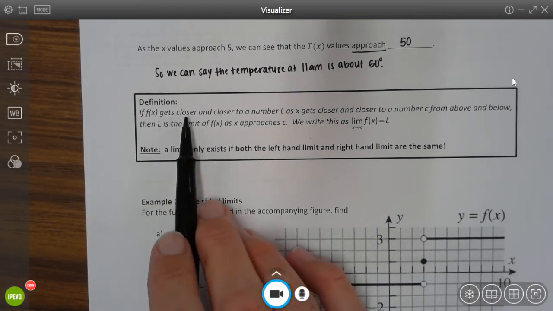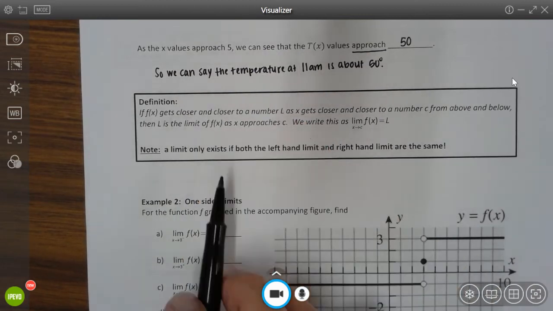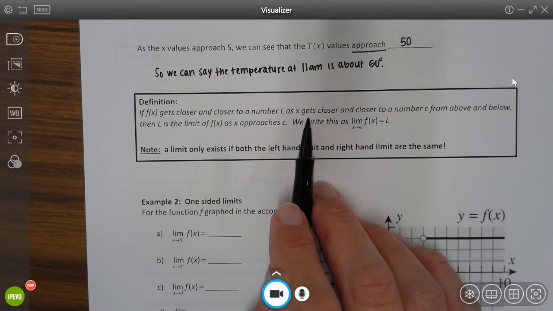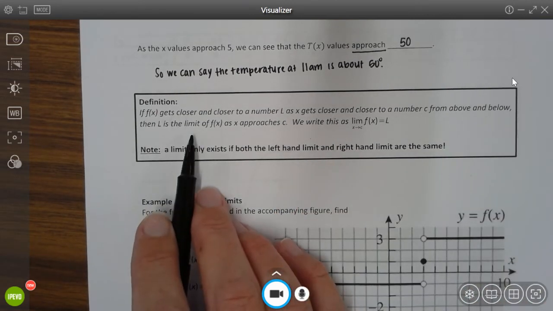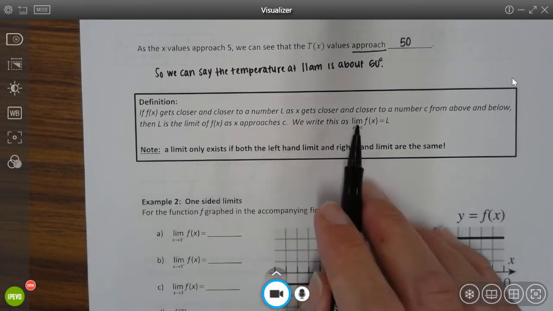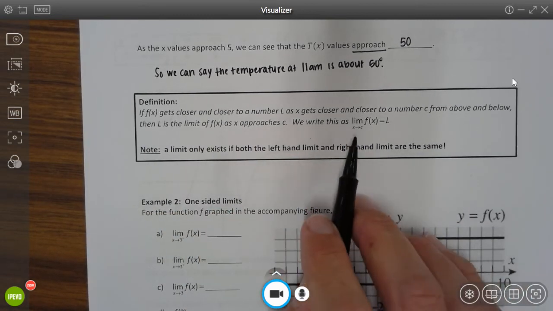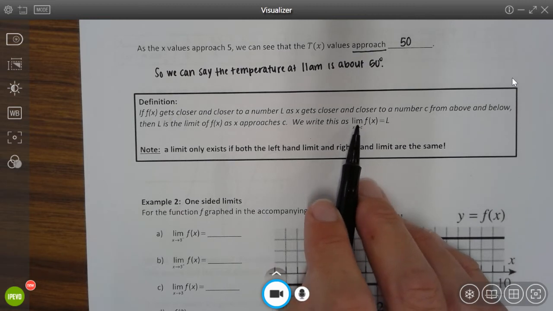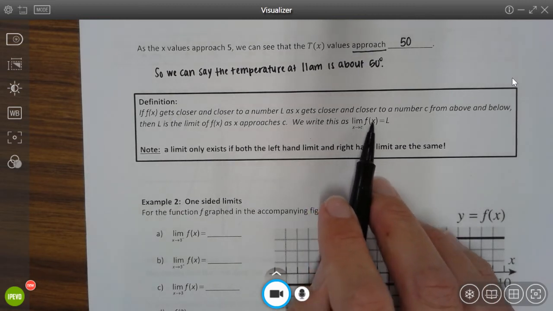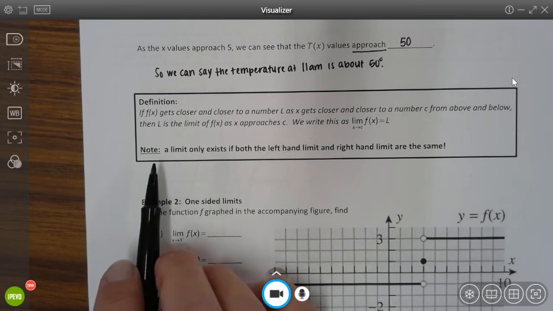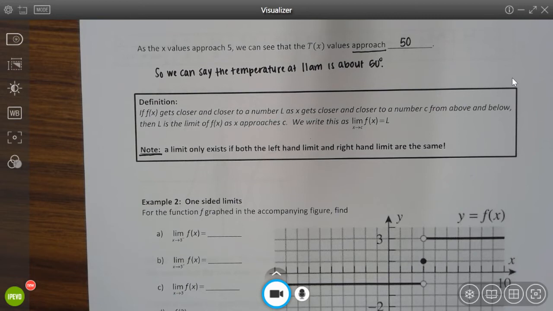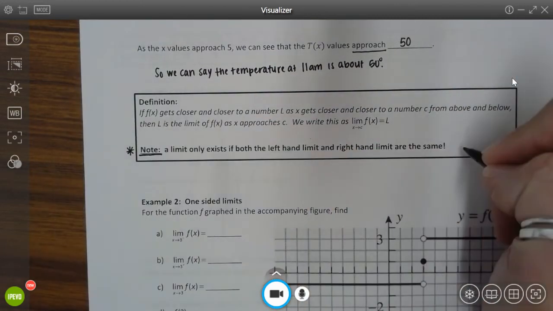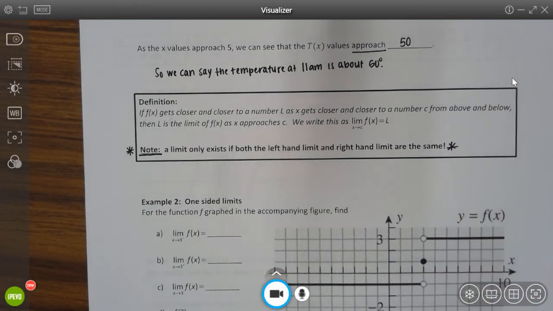So as f of x gets closer and closer to a number, L, and as x gets closer and closer to a number c from above and below, then L is the limit of f of x as x approaches c. So we use limit notation, which I think you should be a little bit familiar with from pre-calc. The limit as x approaches c of some function is equal to L. And this is an important thing, that's why I have it underlined and bold. A limit only exists if both the left-hand limit and the right-hand limit are the same. That's key to what we're going to be doing with these limits with tables and graphs.